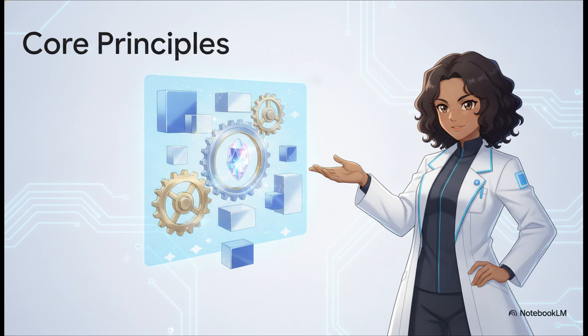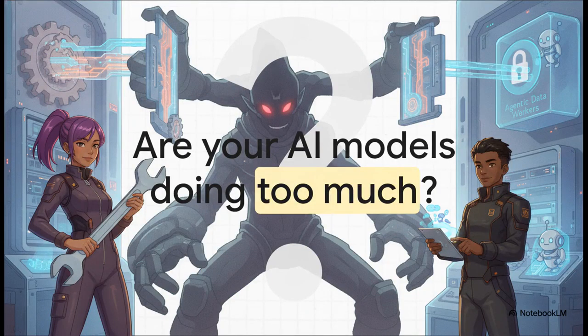and API costs. As we wrap up this explainer, I want to leave you with one critical question to ask yourself about your own architecture. Are your AI models doing too much? Are you accidentally letting the architect swing the hammer? Take a page out of the Agentic Data Worker playbook. Lock down your execution environment and start building AI pipelines that you can actually trust in production.